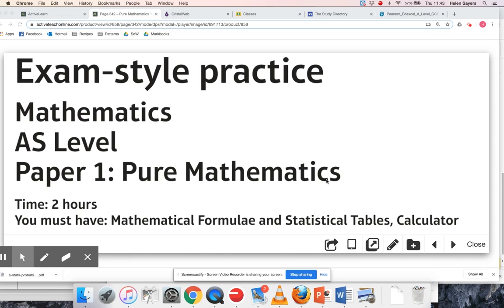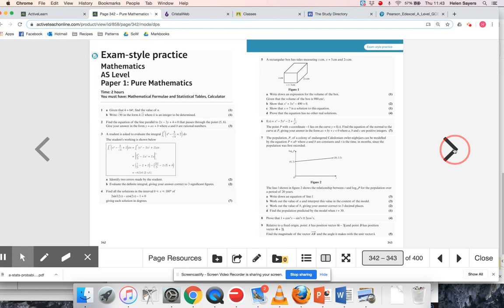Okay, we're looking at the exam style practice paper from the first year textbook, and we are on question 12.